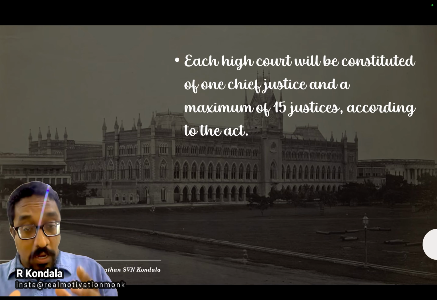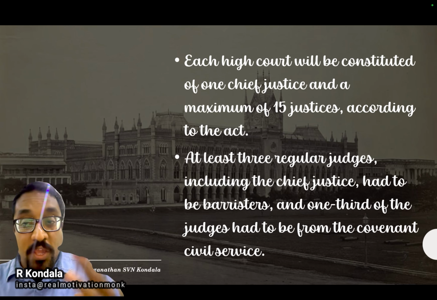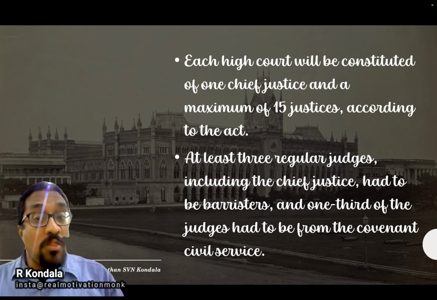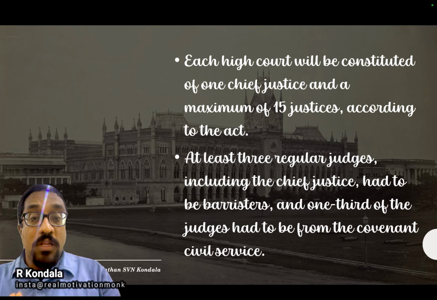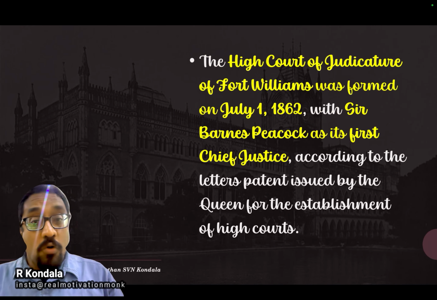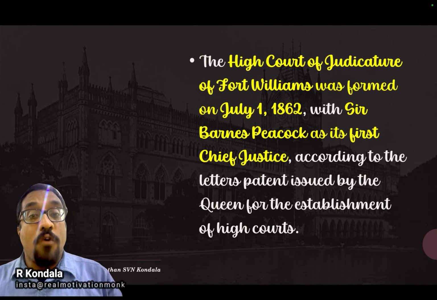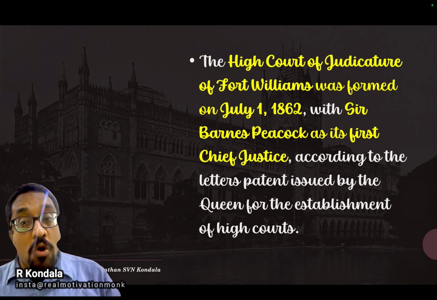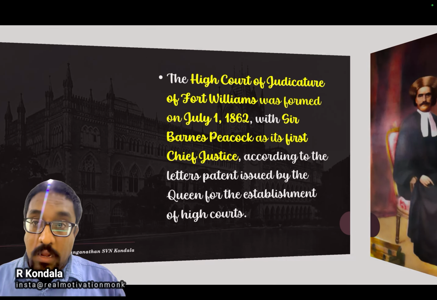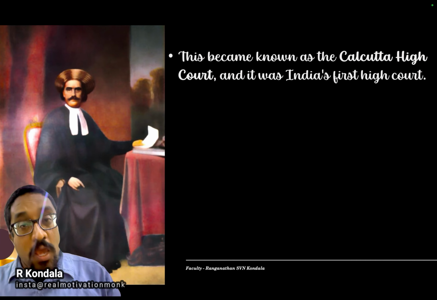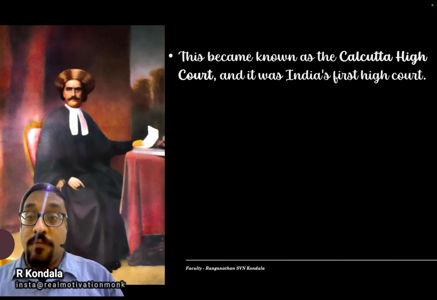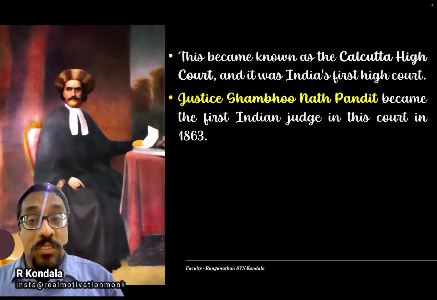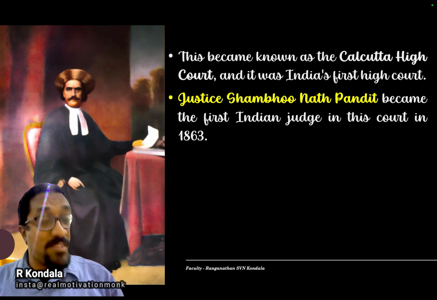Judge qualifications were also clarified in the Act, where at least 3 regular judges, including the Chief Justice, had to be barristers. One third of the judges had to be from the Covenanted Civil Service. The High Court of Judicature at Fort William was actually formed on July 1st, 1862, which is what we today call the Calcutta High Court, with Sir Barnes Peacock as its first Chief Justice. The Calcutta High Court eventually also saw its first Indian judge. Justice Shambhunath Pandit became the first Indian judge a year later, in 1863.